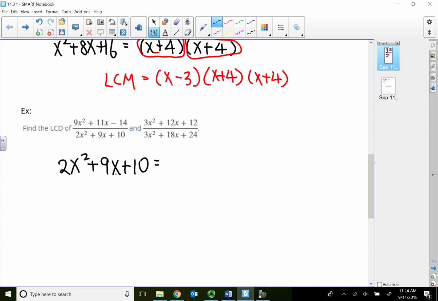Let's factor this one. That will be 2x and x, or x and 2x, no matter. 10 is 2 and 5.